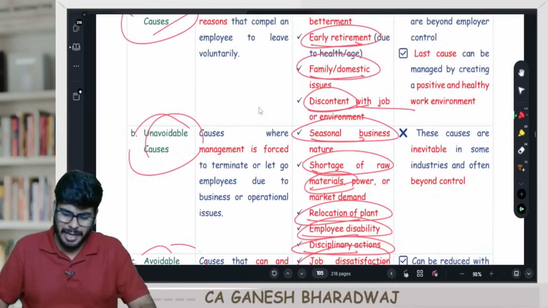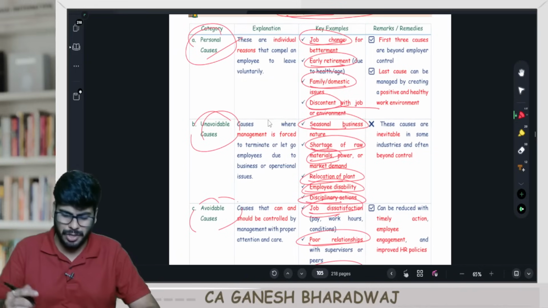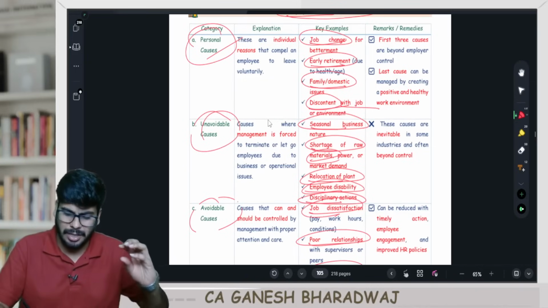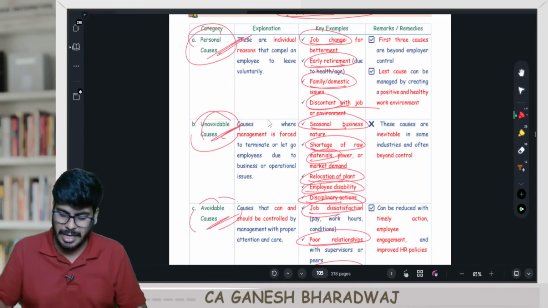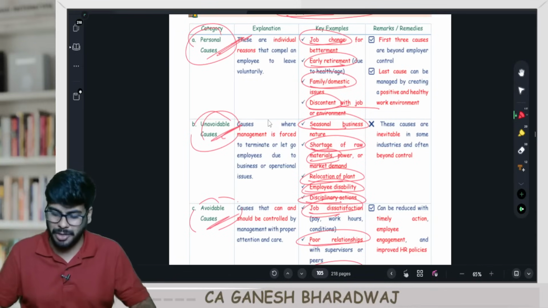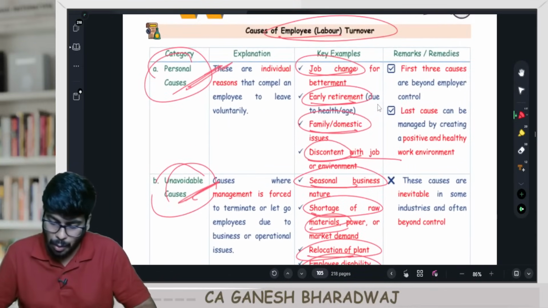So broadly guys, you can just write whatever you know in this area. So what are the broad causes of employee turnover? Personal causes, unavoidable causes, and avoidable causes. Just write whatever you know. And how can you avoid personal causes?